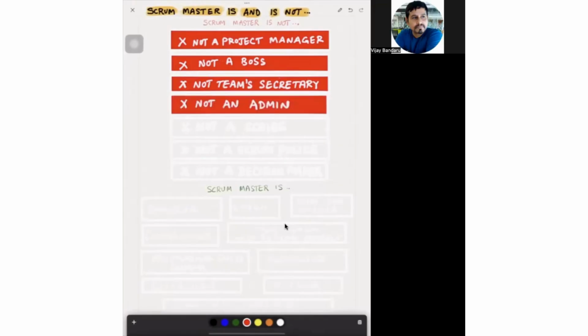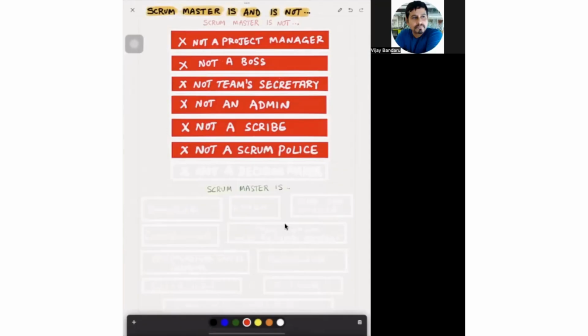And Scrum Master is not an admin person who books the meeting rooms or arranges the snacks, something like that. Scrum Master is not a scribe to take the notes or meeting minutes of the team. And Scrum Master is not a Scrum police. Scrum Master is also not a decision maker. Then who is a Scrum Master?